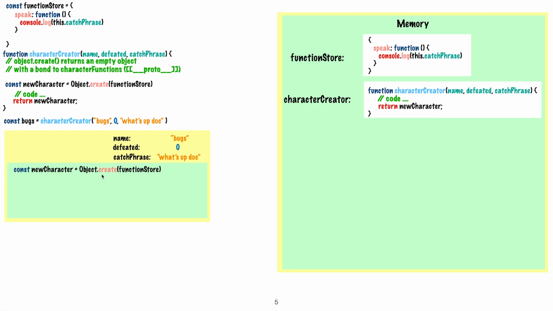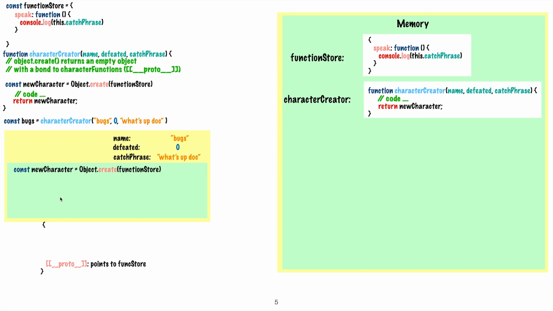to reuse. So object.create is doing two things, right? It creates this empty object for us and stores it in new character. And the second thing it does, it will add this hidden link, right? Underscore underscore proto underscore underscore. And that hidden property will have a reference, or it will point to our function store, again, where we have stored all the functions that we want our objects to reuse.